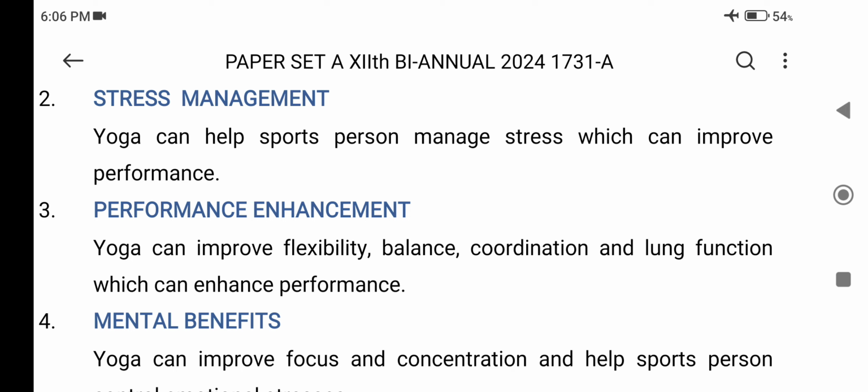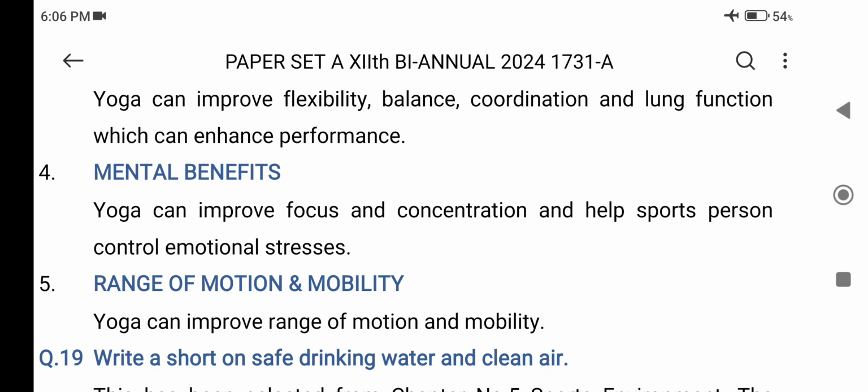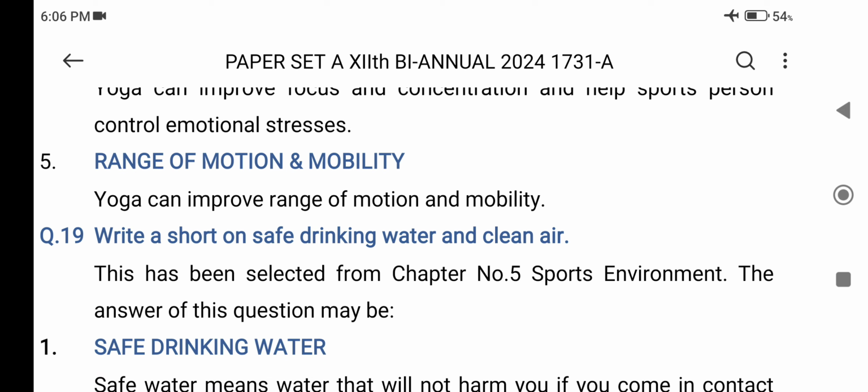Number 3, performance enhancement. Yoga can improve flexibility, balance, coordination, and lung function, which can enhance performance. Number 4, mental benefits. Yoga can improve focus and concentration and help sports persons control emotional stresses. Number 5, range of motion and mobility. Yoga can improve range of motion and mobility.